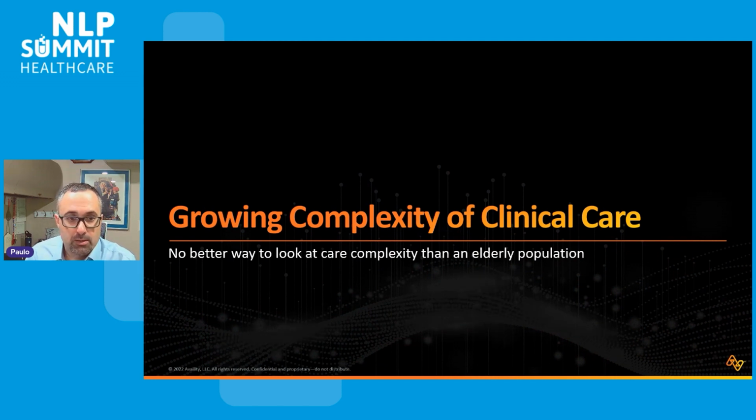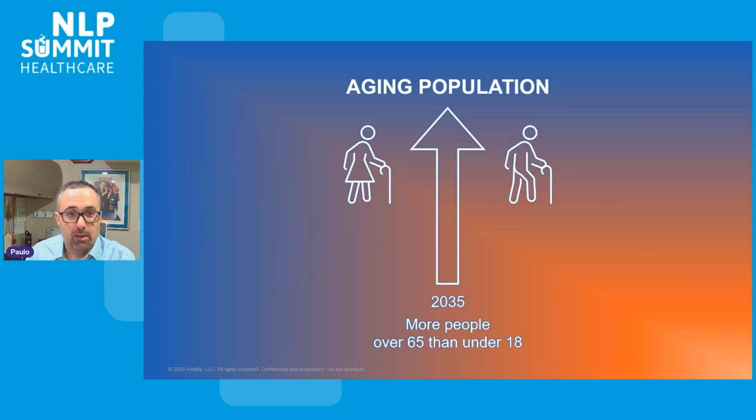We know that care is increasingly becoming complex, and I think there's no better way to look at the complexity of medical care than to look at the ever-increasing age of the population. You could see that by the year 2035, more people are going to be over age 65 than under age 18. And this is a significant issue from a population standpoint.